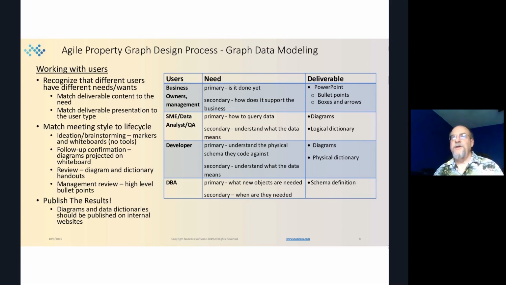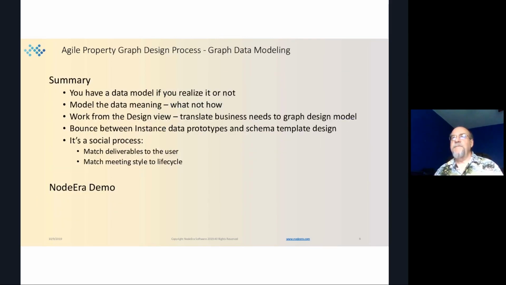All right, so there's a lot on this chart, and this is a lot of good, actionable best practice stuff here. So, at any rate, okay, moving on. So just to summarize, you have a data model, whether you realize it or not. You can proactively decide that you're going to create something and work on it, or you can just let it evolve ad hoc. But one way or the other, you do have one. So it behooves you, I believe, to try and do a more formal job with it.